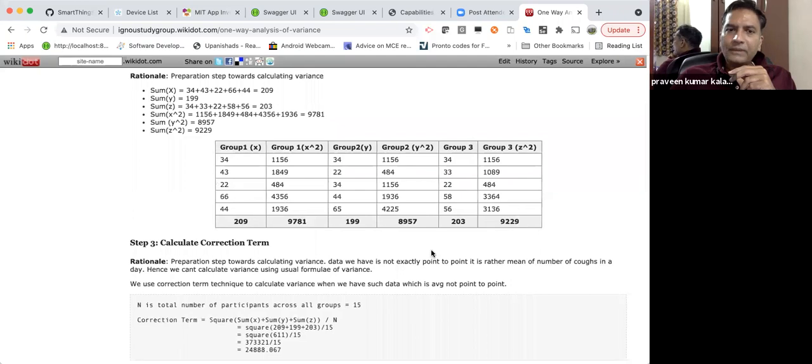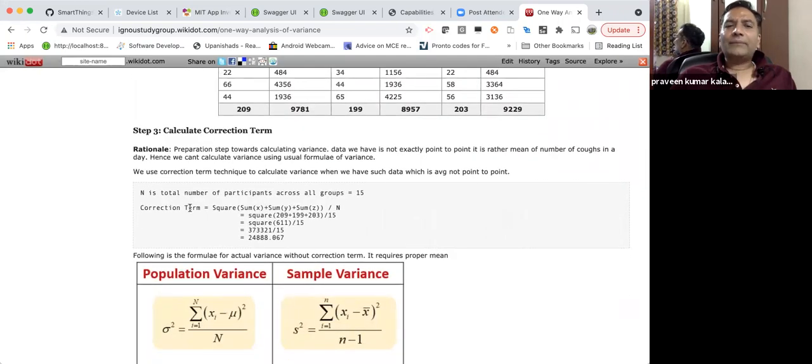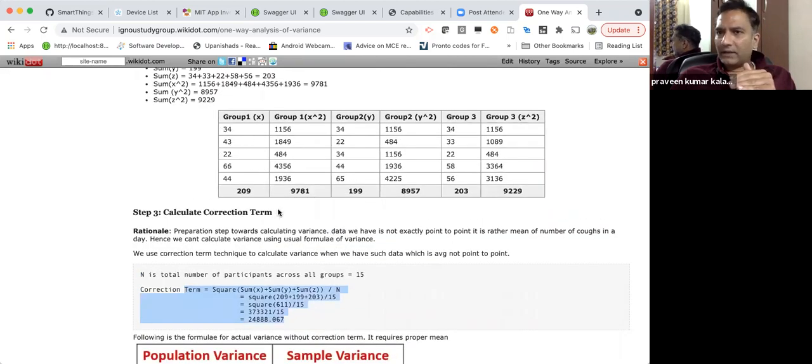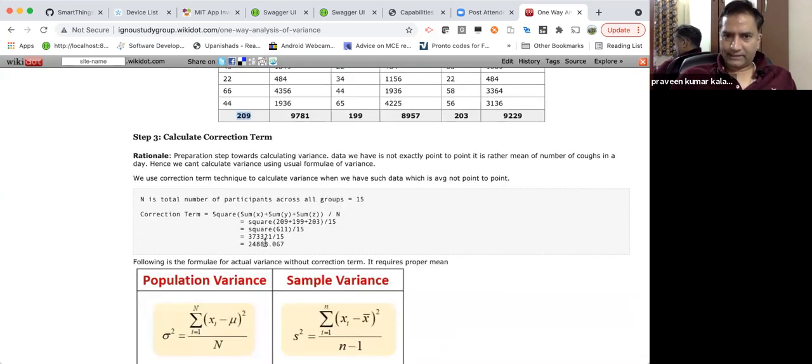Okay. And then you calculate something called a correction term. As I said, this comes into the picture because there is no mean value available. This itself is a mean, so it is not point to point. This is a standard calculation for the correction term, where you add all these sums, sum of x, sum of y, sum of z, square it and divide it by n. N is the total number of entries. This is the correction term.